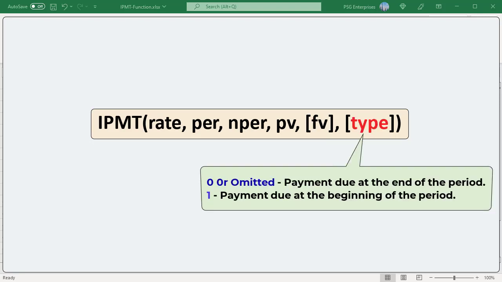Type indicates when the payments are due. 0 or omitted, payments are due at the end of each period. 1, payments are due at the beginning of each period.